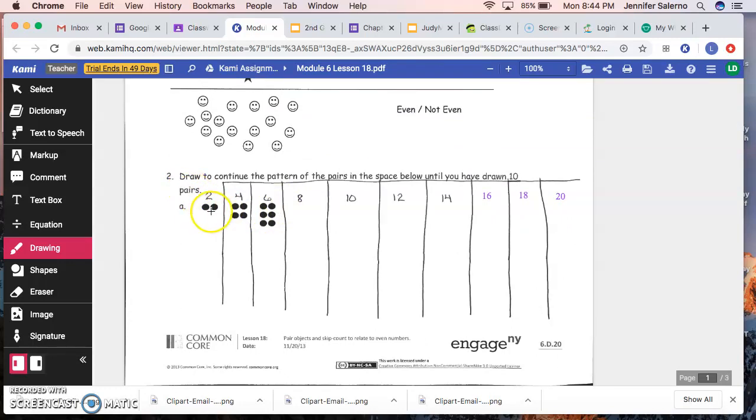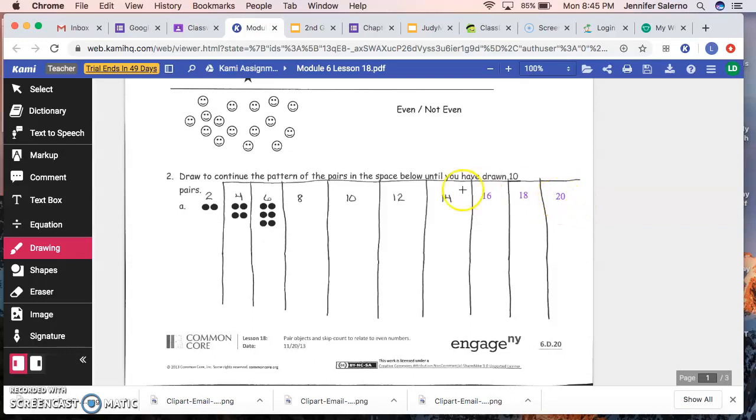They started a pattern for you of pairs, and they want you to make pairs until you have 10 pairs, okay? So they started with one pair. This is only one pair, and in one pair you have two. Then they gave you two pairs, which is four. Then they gave you three pairs, which is six. Now you need to do four pairs, which would be 8. Then you would do 5 pairs, which would be 10. And they want you to keep going all the way till you have 10 pairs, which is going to bring you to this total.